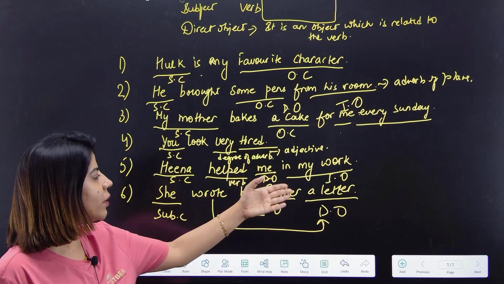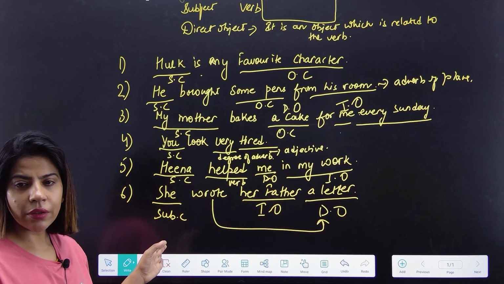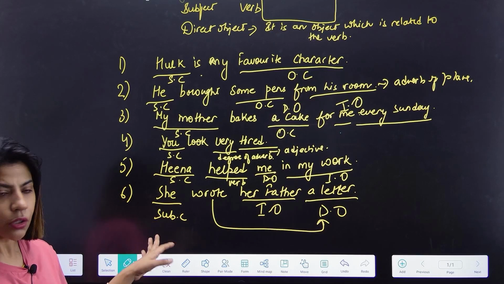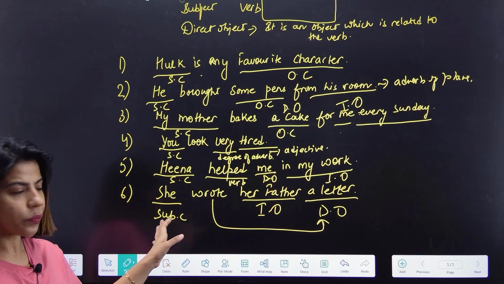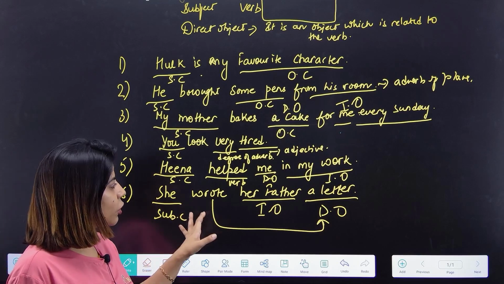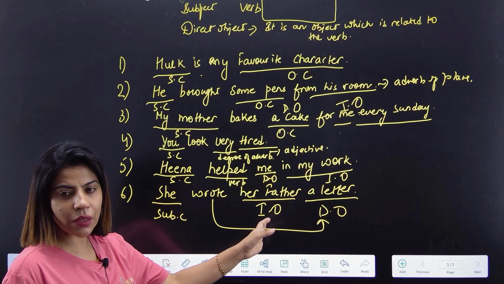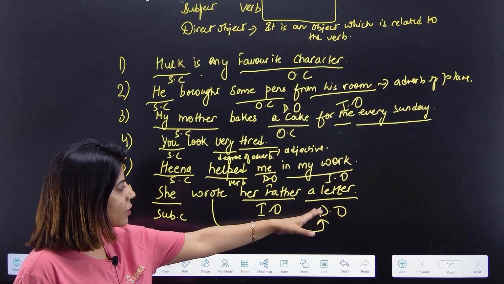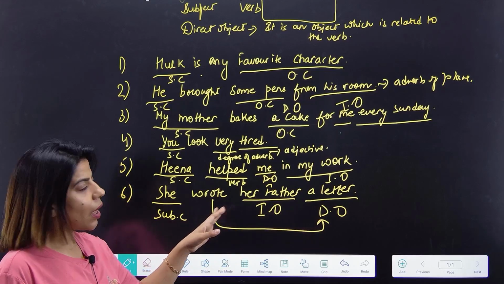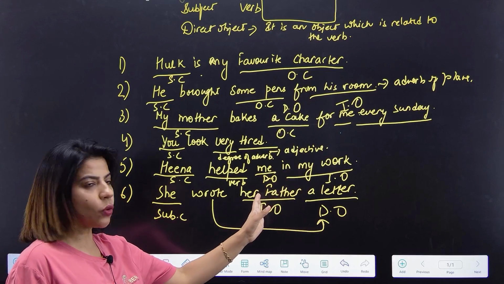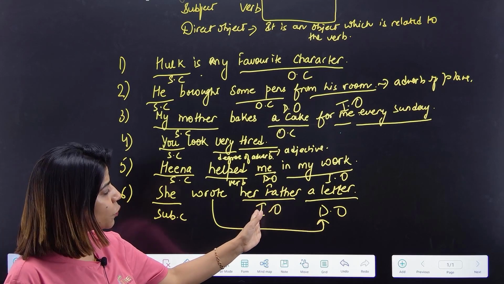She wrote her father a letter. The action of writing is done by her. So we are giving subject as she. Wrote is the verb. What did she write? She wrote a letter. To whom did she write? To her father. So direct object is letter because it's directly associated with the verb. And letter is associated with whom? With the father. So it would be indirect object.